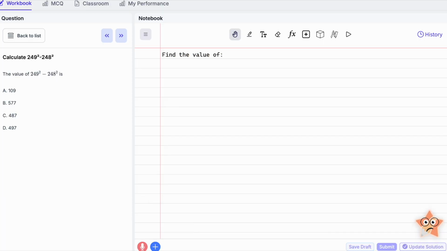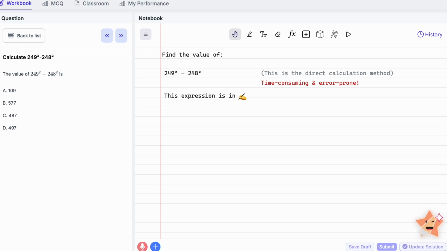Let us start by carefully reading the problem. We need to find the value of 249 squared minus 248 squared. Now we could calculate 249 times 249 and then 248 times 248 and subtract them. But that would be very time consuming, and there's a high chance of making a calculation error.